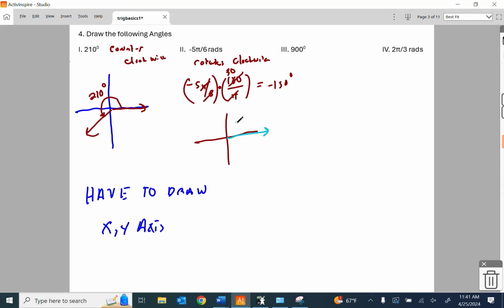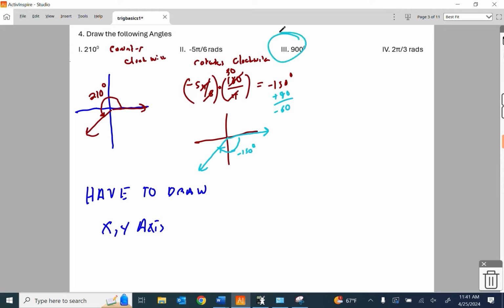But we rotate 150 degrees like a clock. So this would cover 90. So think about adding 90. I have negative 60 degrees of rotation left, which is going to cover 2/3 of quadrant 3. There's my angle, negative 150 degrees.